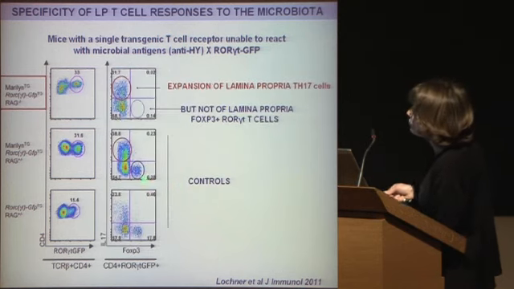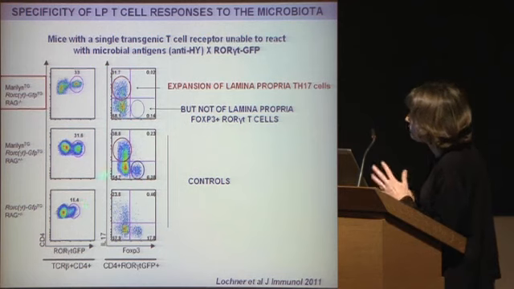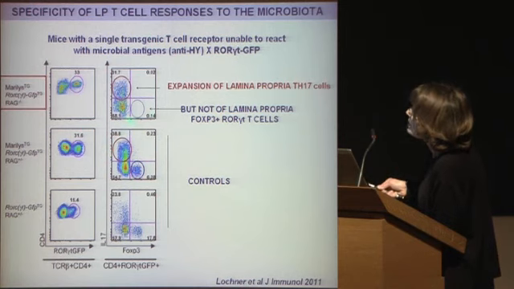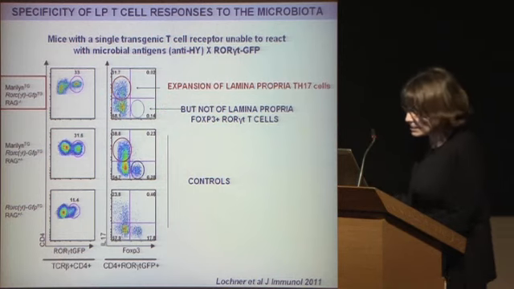Whereas in control mice, which have diverse T cell receptors, you can see both FOXP3 and Th17 responses, what is interesting is that in these mice, which have a single transgenic receptor, you have no FOXP3 positive cells, indicating that you need to recognize the antigens to be able to drive regulatory T cells. In contrast, you have a nice expansion of lamina propria Th17 cells.